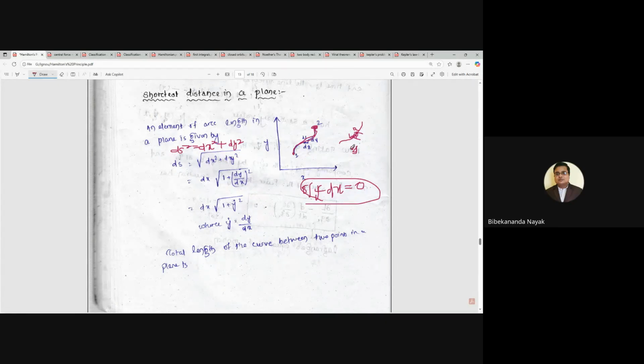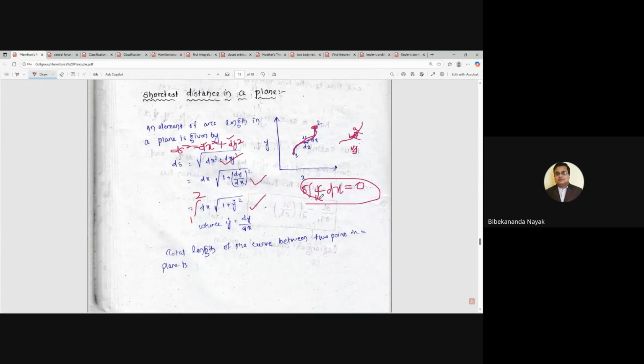For a right angle triangle, h square is equal to p square plus b square. Here h square is actually ds, the small length. So it is dx square plus dy square, and ds is the root of this. Taking dx common, root over dx square comes out as dx, times root of 1 plus dy by dx square. We take y dot equal to dy by dx, so ds is dx times root of 1 plus y dot square. This is the small length, so the total length is nothing but the integration of this from 1 to 2.